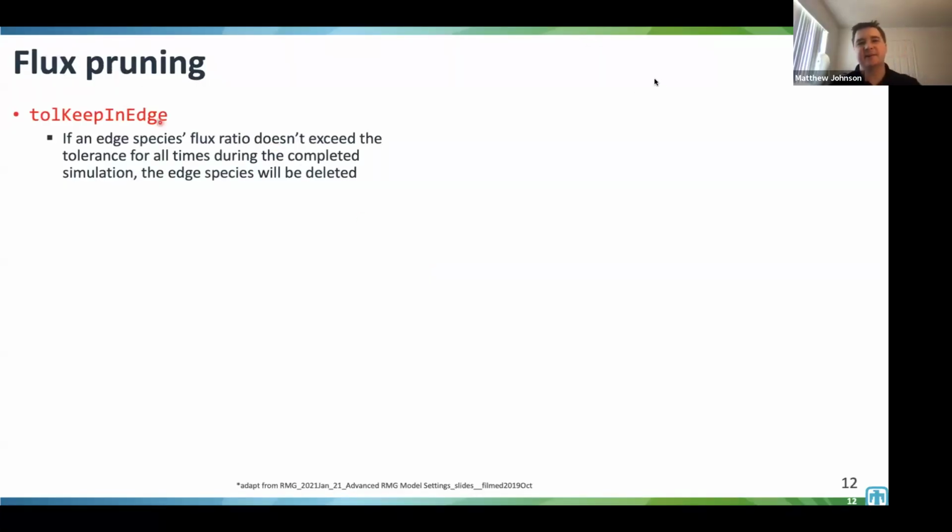Now, within flux pruning, we add some additional parameters. First is tolerance keep in edge. We say that if an edge species flux ratio doesn't exceed our set tolerance for all times during a simulation, the edge species will be deleted.